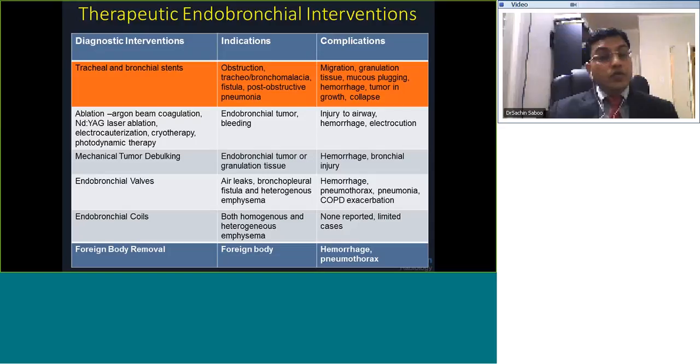That brings us to another topic, stents, which are tracheal and bronchial stents, and the indications for that would include airway obstruction, tracheobronchomalacia, fistulas, and post-obstructive pneumonia. Complications related to these stents would include migration of the stent, granulation tissue formation, mucus plugging within the stent, hemorrhage, tumor ingrowth within the stent, and collapse of the supplied lung.